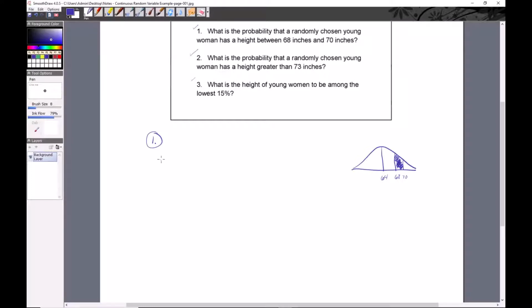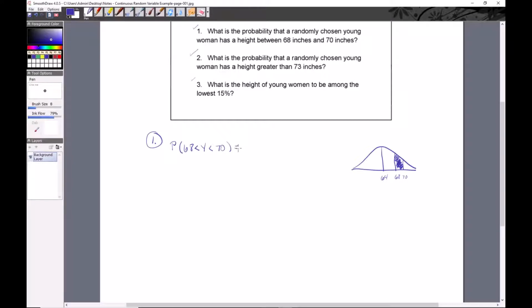And then what they want you to do is to go ahead and just set the thing up. So let's just say the probability, and this is what, 68 is less than y. Remember, it was defined as a y variable. And so y is between 68 and 70 inches. Now, if you put less than or equal to, same thing, as we learned.